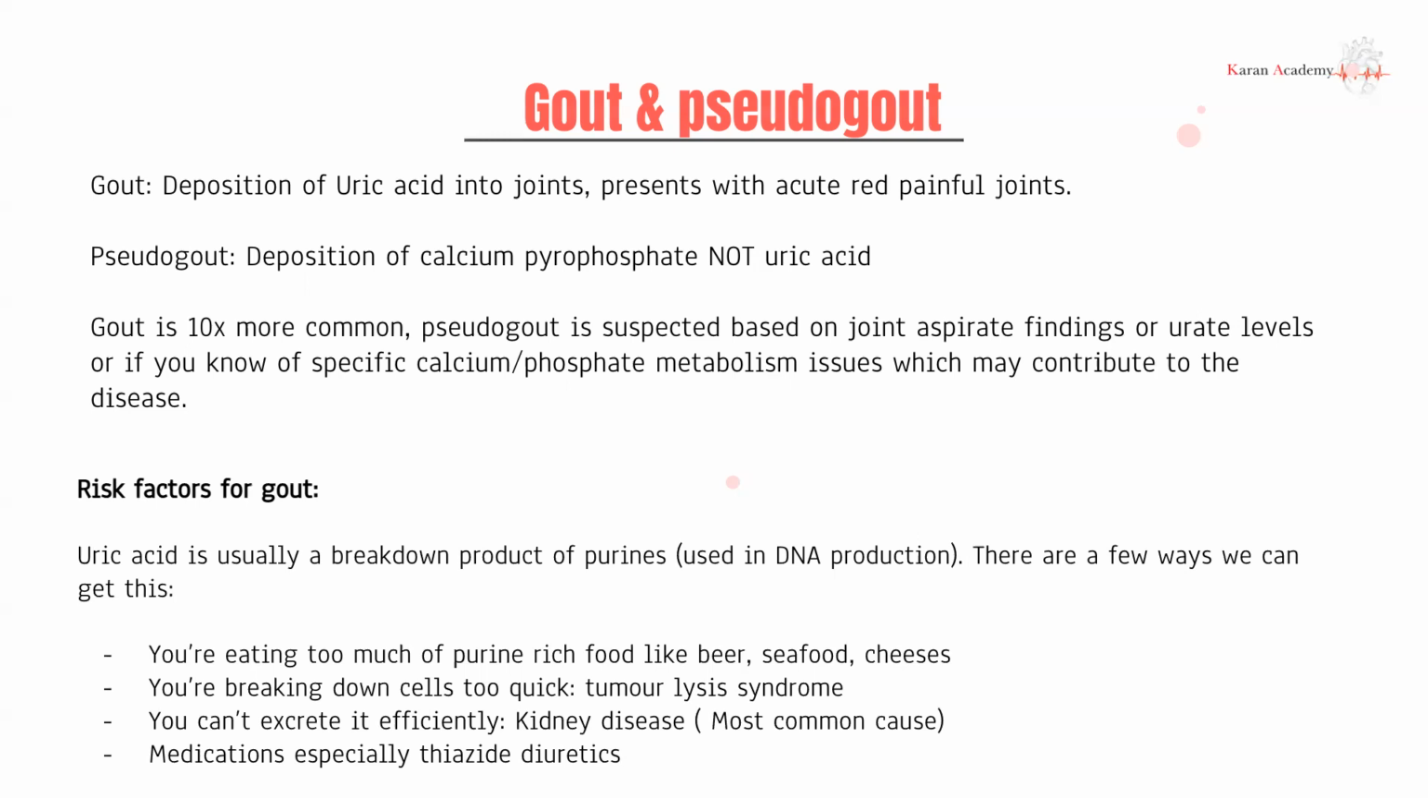Now, purines are chemicals that are used for DNA production, and there are a few ways you can get too much purines effectively. You're either eating too much purine-rich food like beer, seafood, and cheeses, which is why it's often called the rich white man's disease. You are either breaking down cells too quickly, and a byproduct of that is going to be purine metabolism. So things like tumor lysis syndrome.